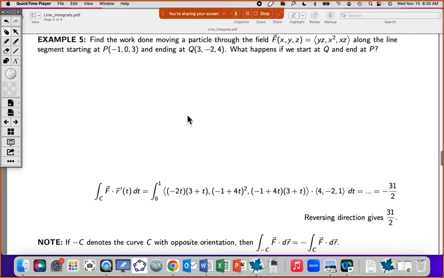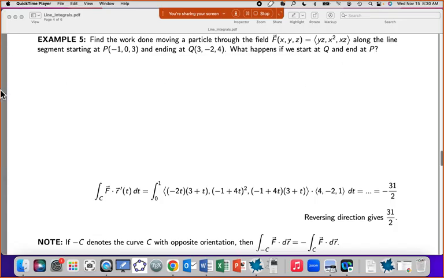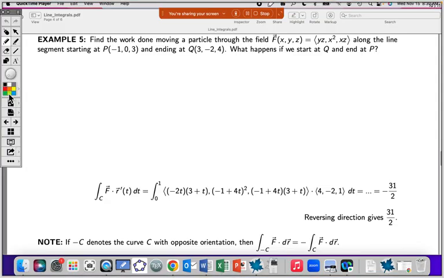All right, example 5. Find the work done moving a particle through the field F of x, y, z along the line segment starting at P and ending at Q. And then what happens if we go the other way around? Once again, remember, work integrals are just special types of line integrals. To evaluate the work integral, we're going to use the same strategies we talked about yesterday. Namely, we want to get the work integral in terms of just one variable.